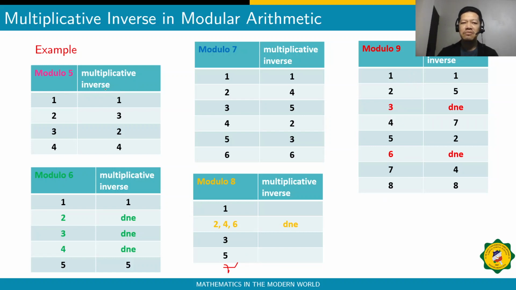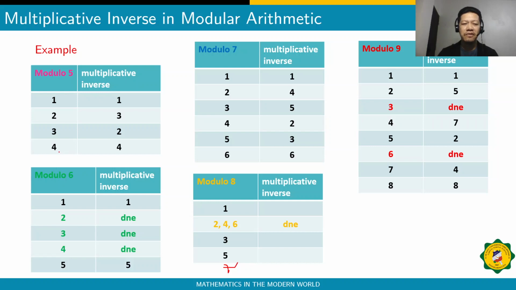So how do we find the multiplicative inverse? It's the number you multiply by the given number such that the modulo of their product gives you 1. Let's say, for example, what's the multiplicative inverse of 1 in modulo 5? It's 1, because 1 times 1 modulo 5 gives you 1. How about 2? It's 3, because 2 times 3 gives you 6, and 6 modulo 5 gives you 1. Remember, modulo is remainder. How about the multiplicative inverse of 3? It's 2, because 3 times 2 gives you 6, and 6 modulo 5 is 1.